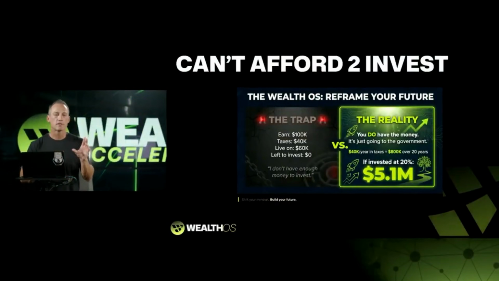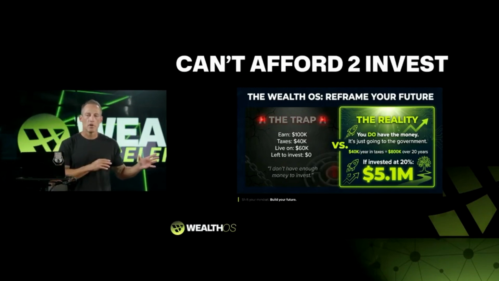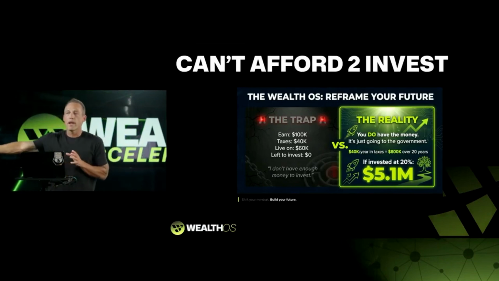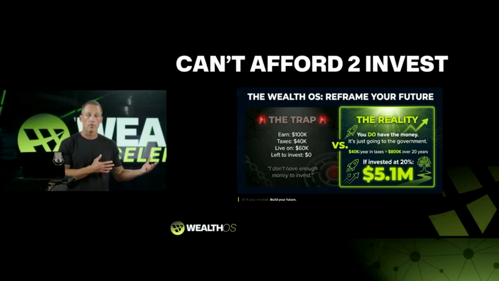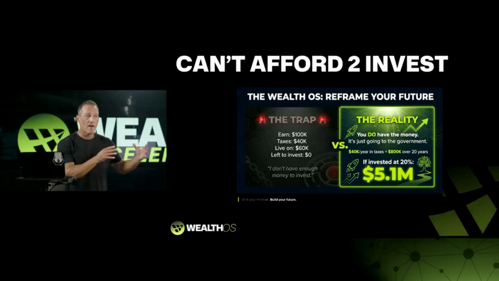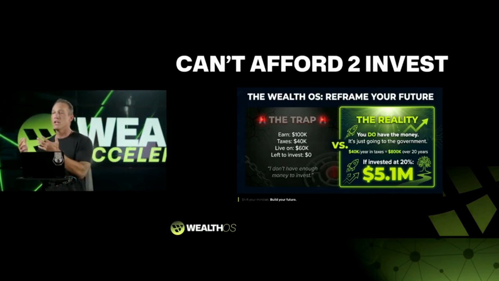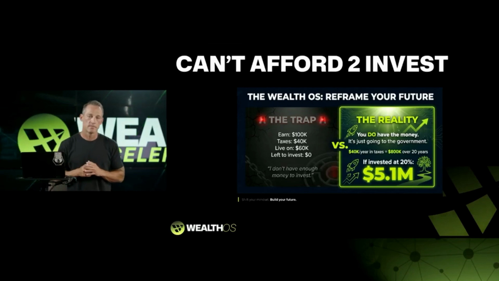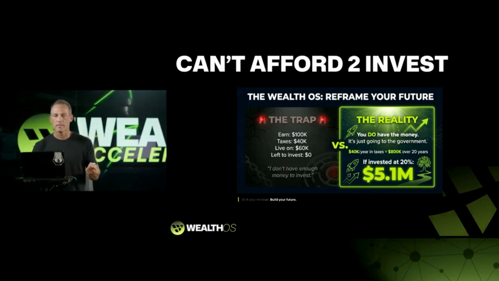Let's look at the cost. So if I make $100,000 over 20 years, I'm giving away $5.1 million. If I'm a $250,000 earner over 20 years, I'm giving away 11.8, almost $12 million. If I'm a $500,000 earner, I'm giving away almost $30 million over 20 years. The money's there. You're just not reclaiming it.